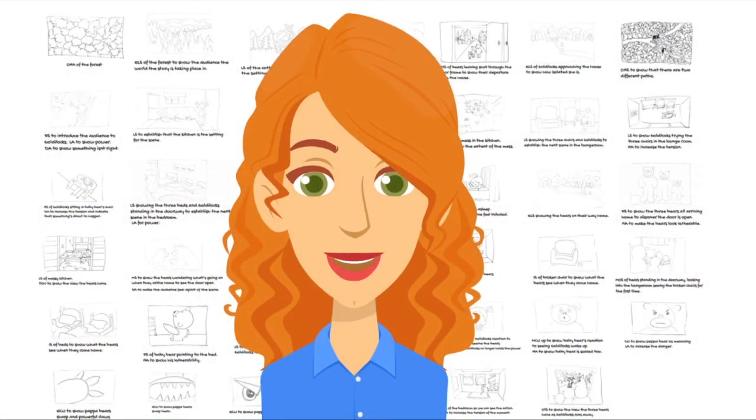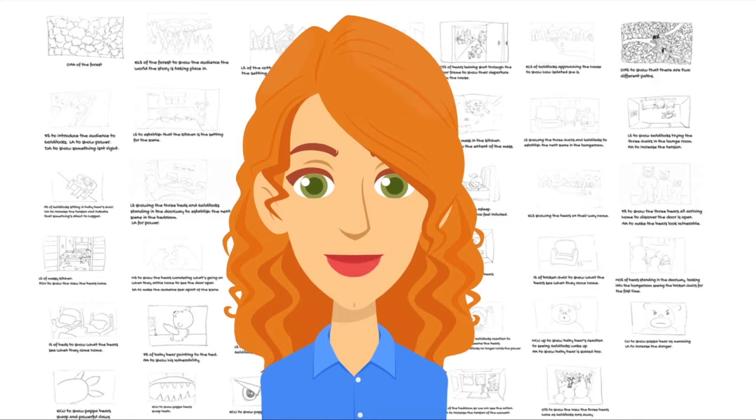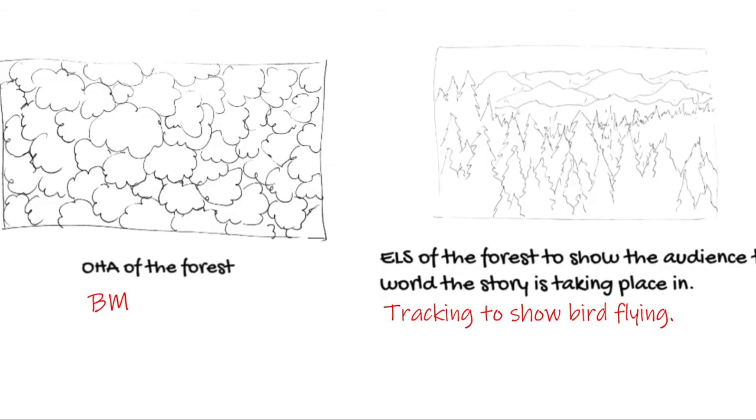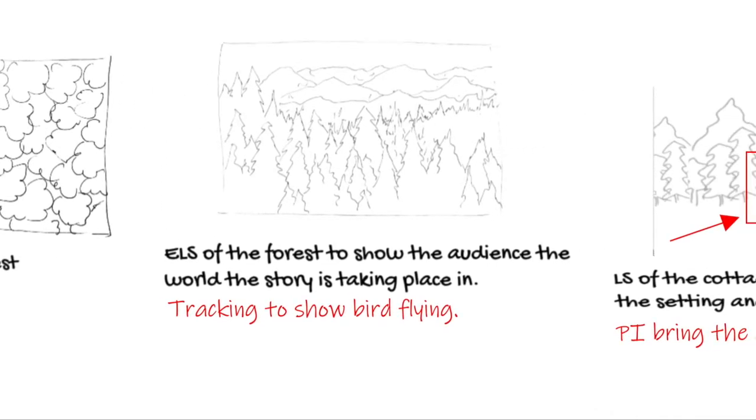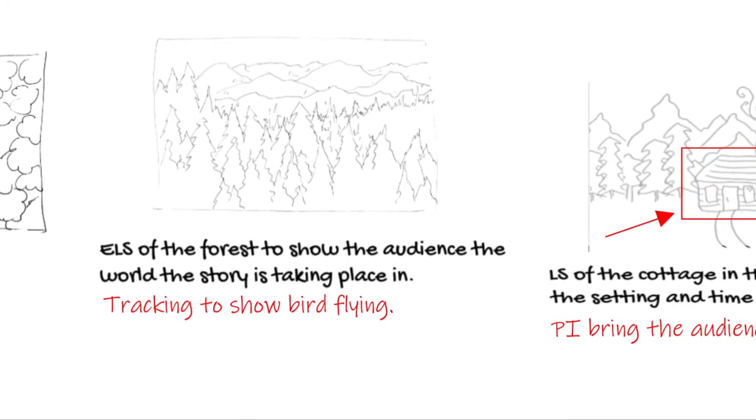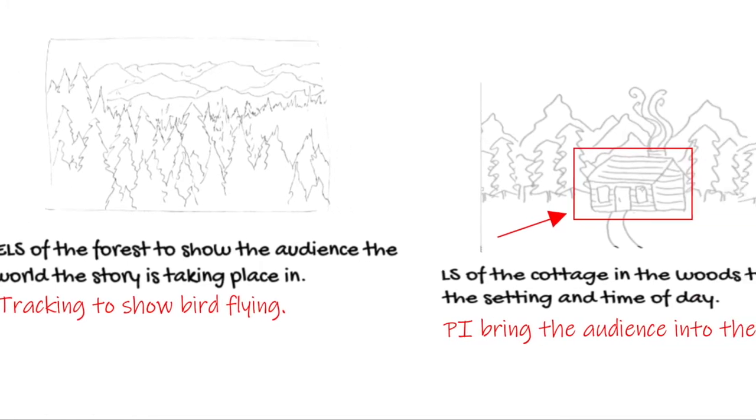I'm going to add some camera movements to my storyboard. My story begins with an overhead angle of the forest, so for that I'm going to need to use a boom, probably on a crane or maybe even a drone. In my next shot, where I'm doing an extreme long shot of the forest, I'm going to add a bird and I'm going to track that bird with the camera to show that the bird is flying, and the bird will lead us into the story world.